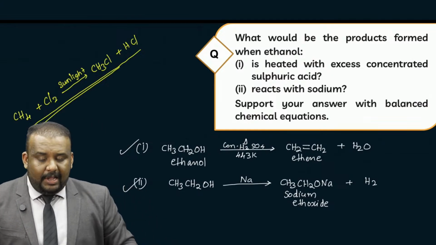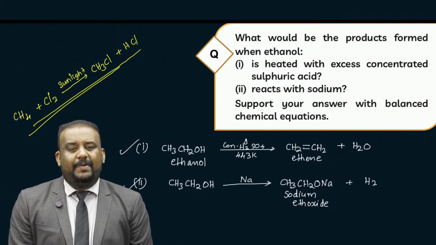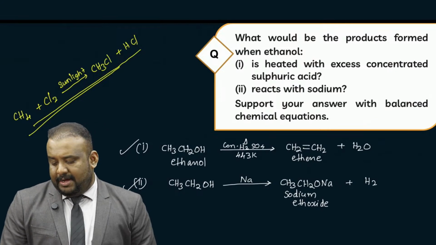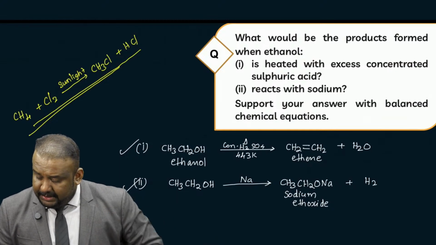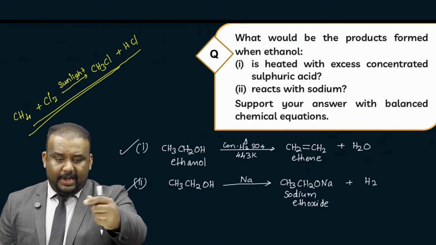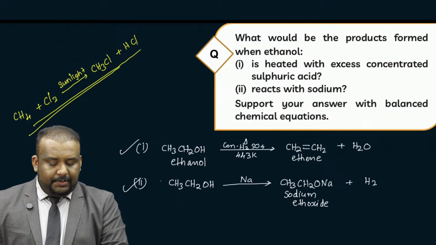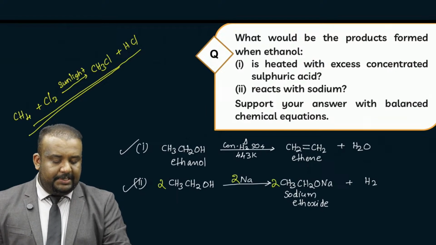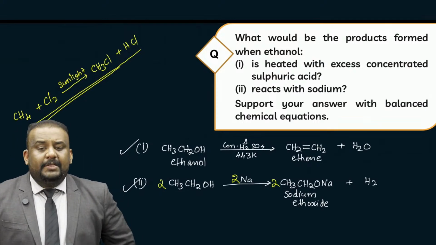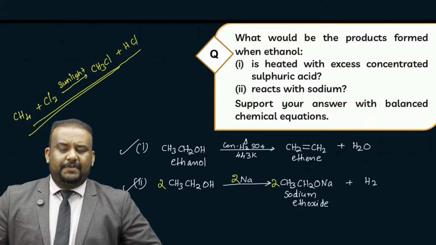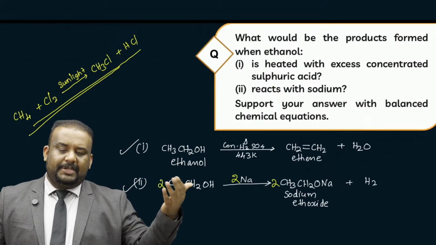So I hope you all have understood each and every question I discussed. And the last one is not balanced. Yeah, sure. You can write the balanced equation. So 2CH3CH2OH plus 2Na gives 2CH3CH2ONa plus H2. Okay. So tomorrow and day after tomorrow, there will be respective subject classes.